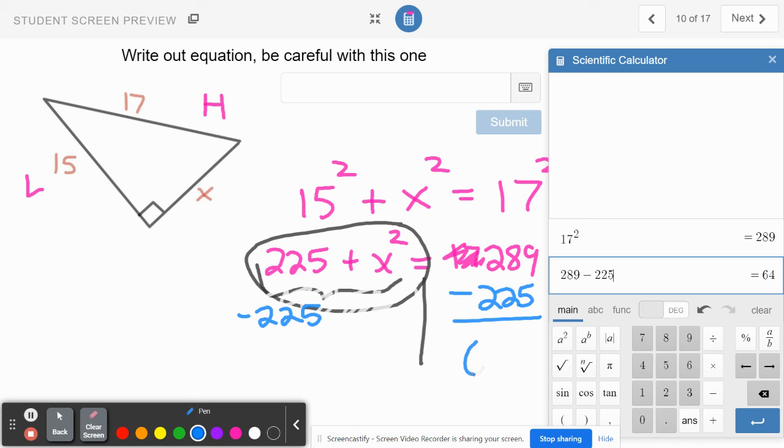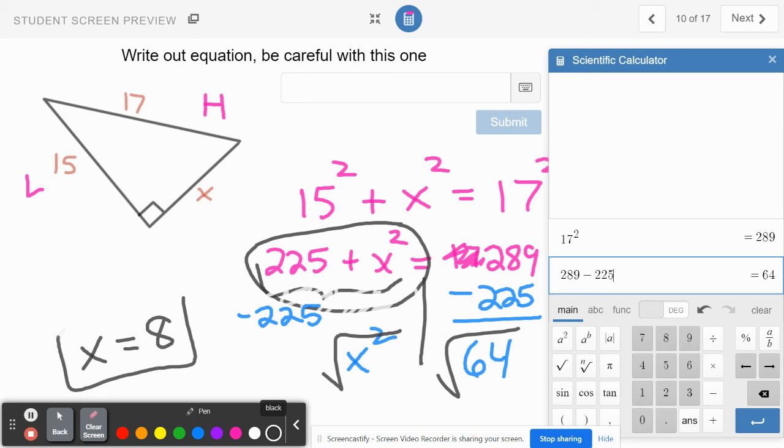Okay, that's important, 64. And that number should jump out at you because that's going to be a perfect square. What's the square root of 64? And the answer is going to be 8. Okay, so that's a perfect square. Today, you're not going to be dealing with perfect squares, all right?